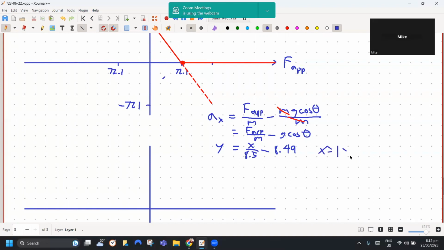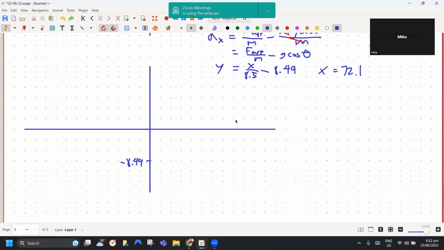you know, okay. So F applied is 72.1 newtons. So, i-label mo yung axis. F applied axis yung x. Tapos acceleration, a sub x naman yung y-axis. So, dapat dadaan sa 72.1 yung x para mag-0 yung y. So, paki-mark.